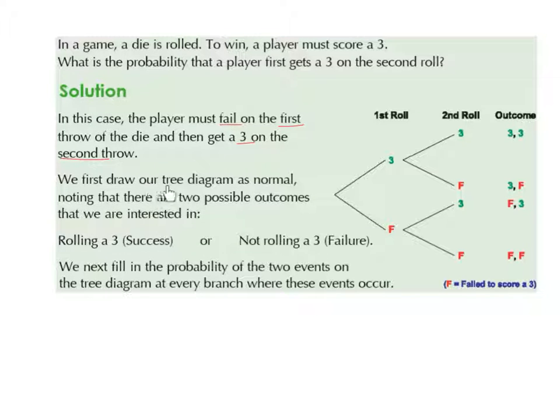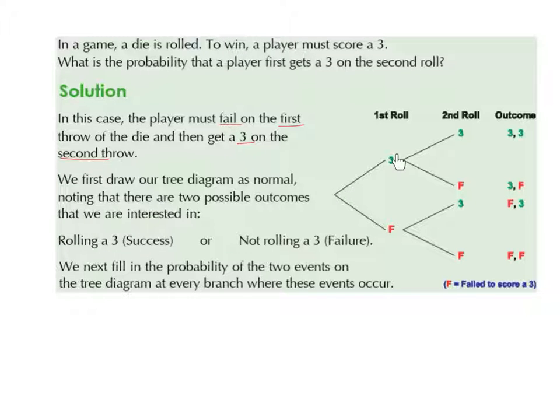So we first draw our tree diagram as normal, noting that there are 2 possible outcomes that we are interested in. Rolling a 3, which is success, or not rolling a 3, which is failure. So we have 2 branches at the start for the first roll, rolling a 3 or an F, which stands for failure. So basically rolling a 3 or not rolling a 3.